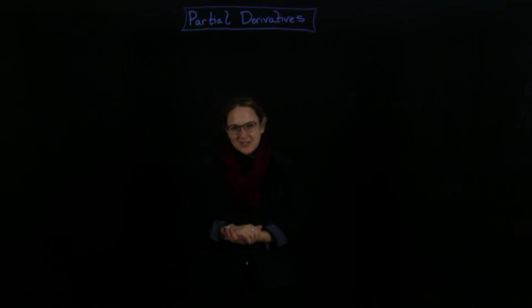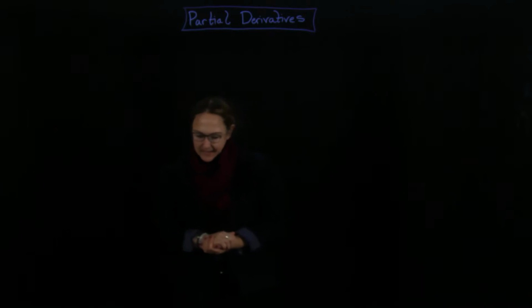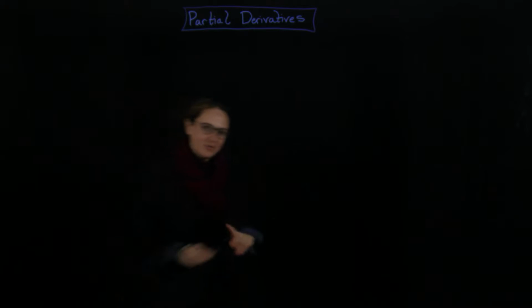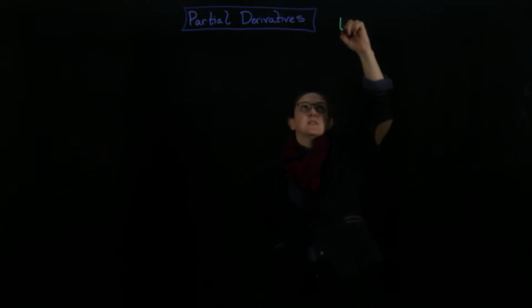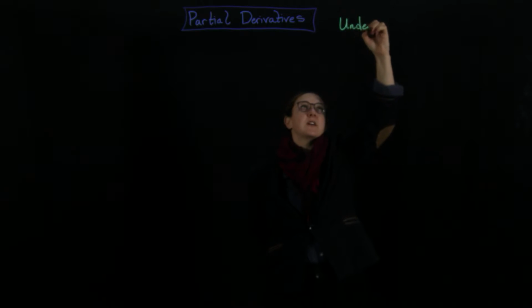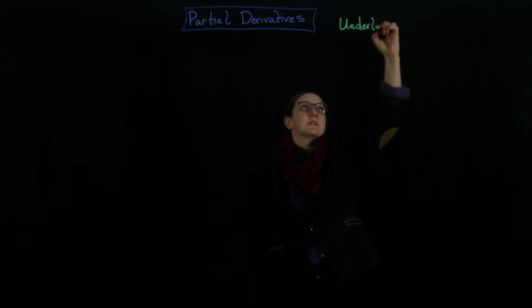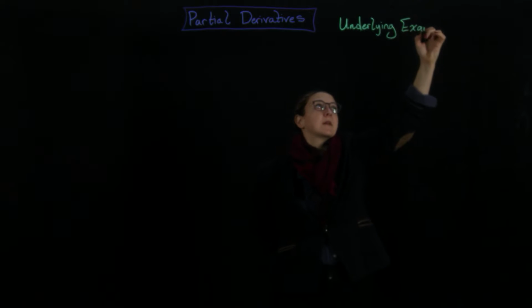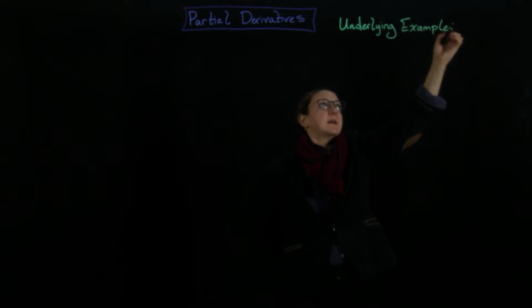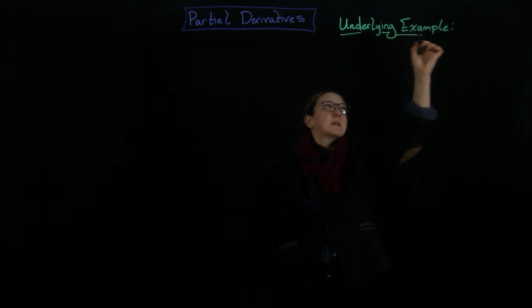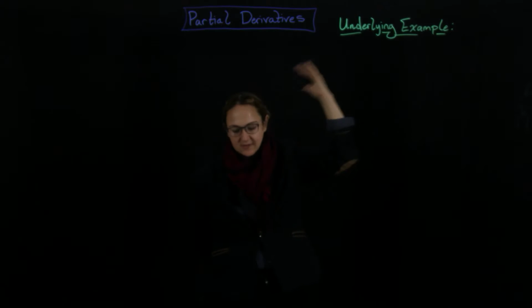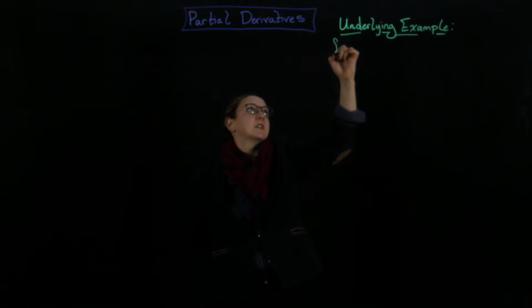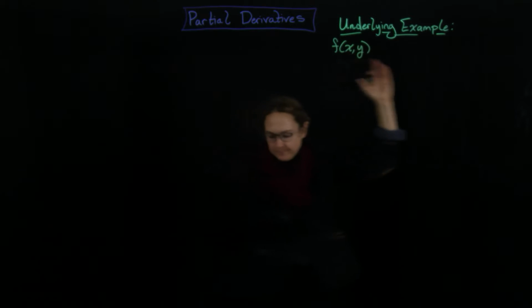Welcome. In this lecture, we're going to talk about partial derivatives, and we're going to have an underlying example here. So this is the example when we're talking about the function f, which is going to be this function. This is a two-variable function with the variables being x and y.